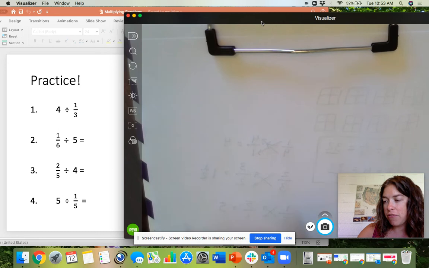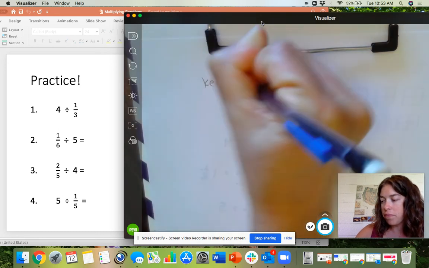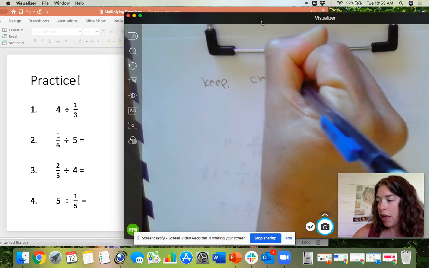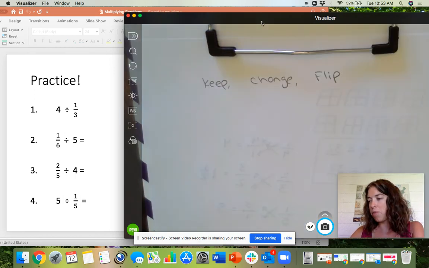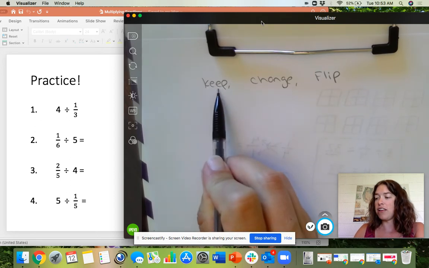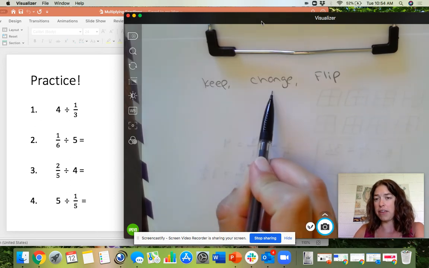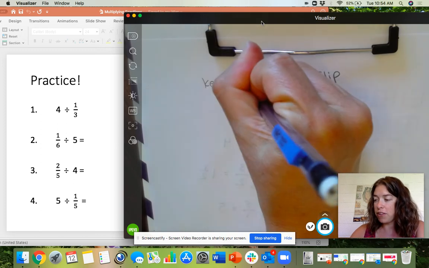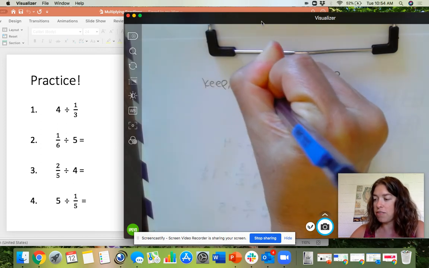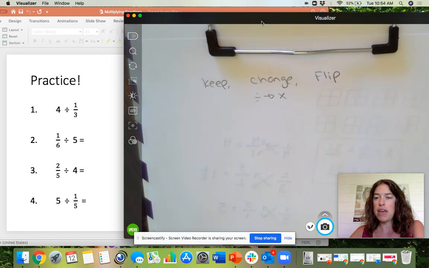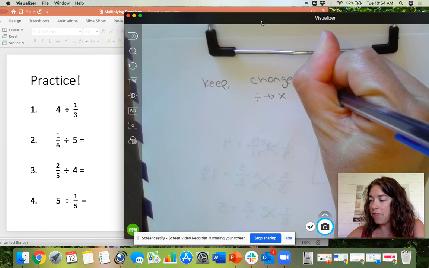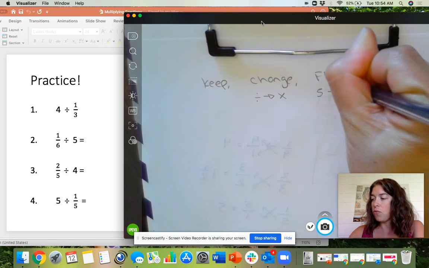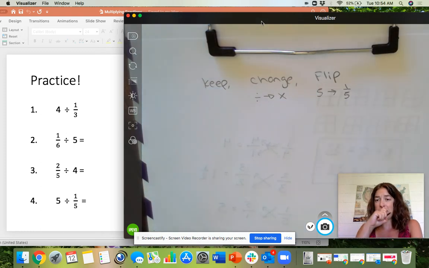I'm just going to write myself a note at the top of my paper. Of course, you'll have your anchor chart to use as you are doing your independent practice. I know the first number, I just keep it, it stays the same. Then I change my division to multiplication. Draw myself a little note that my division is going to turn into multiplication. And then I flip. So let's say I had 5, that would have to become 1/5. I just flip my fraction on its head.